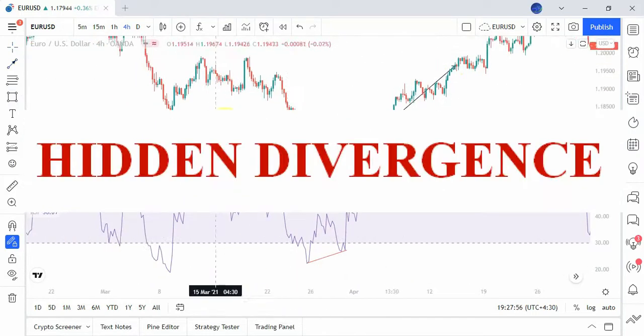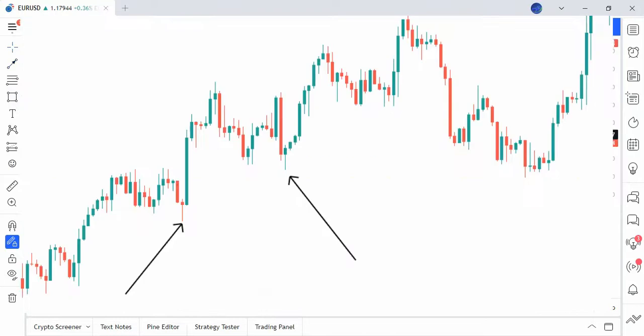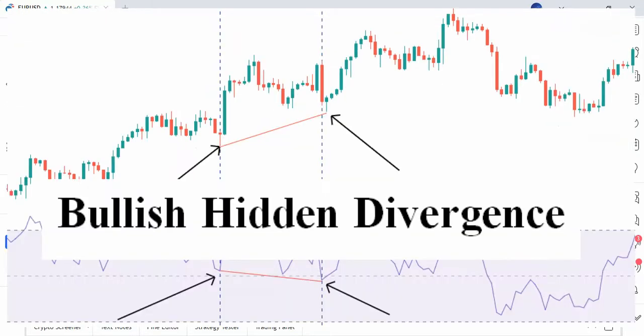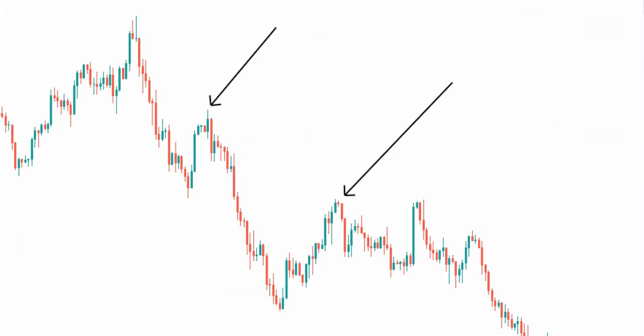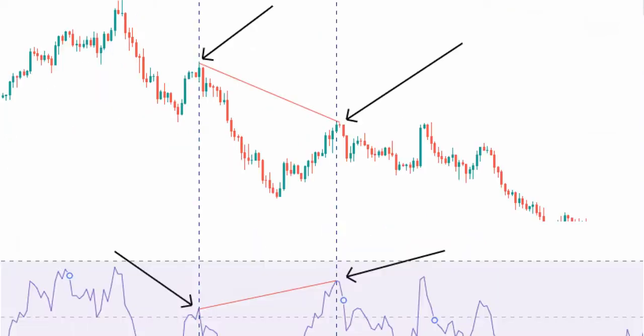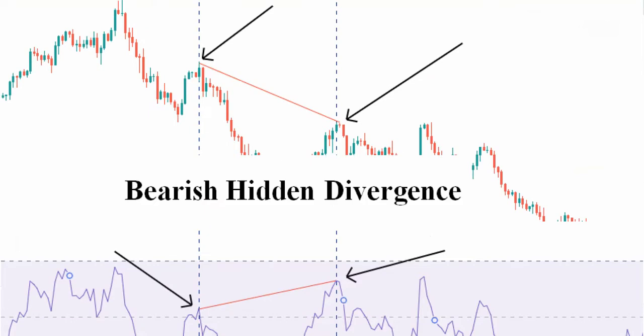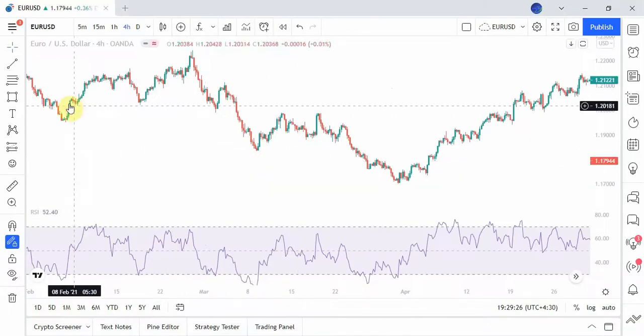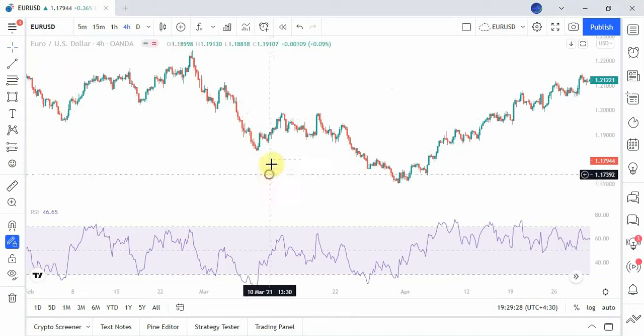Hidden divergence. When price makes higher lows but indicator makes lower lows, bullish hidden divergence we have. And when price is making lower highs but on the other side indicator makes higher highs, bearish hidden divergence we have. Again, assume the chart of EUR/USD at time frame 4 hours.